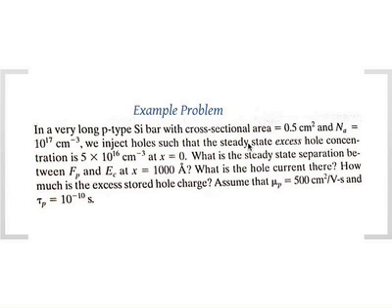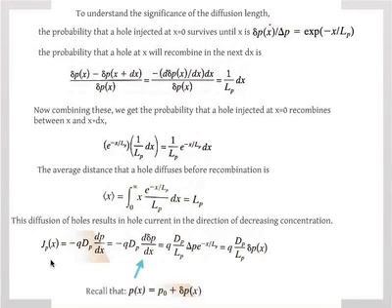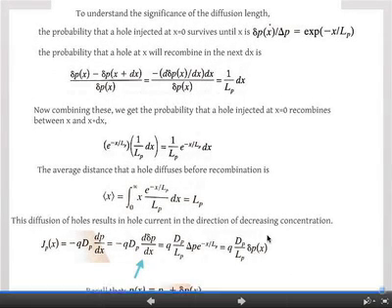Okay, the next question. What is the steady state separation between FP and EC at, oh, no, that's what we just did. What is the hole current there? That's easy, right? Because the hole current density is just that. So you just plug this in. You know Q, you know Dp, you know LP, you know delta P, you know this term. We just calculated it. So that's the hole current density multiplied by the area, you get the hole current.